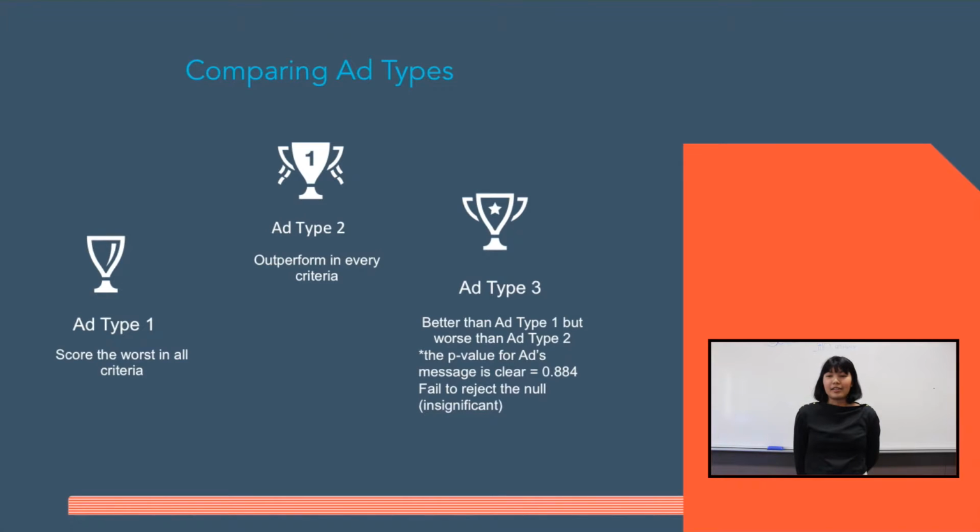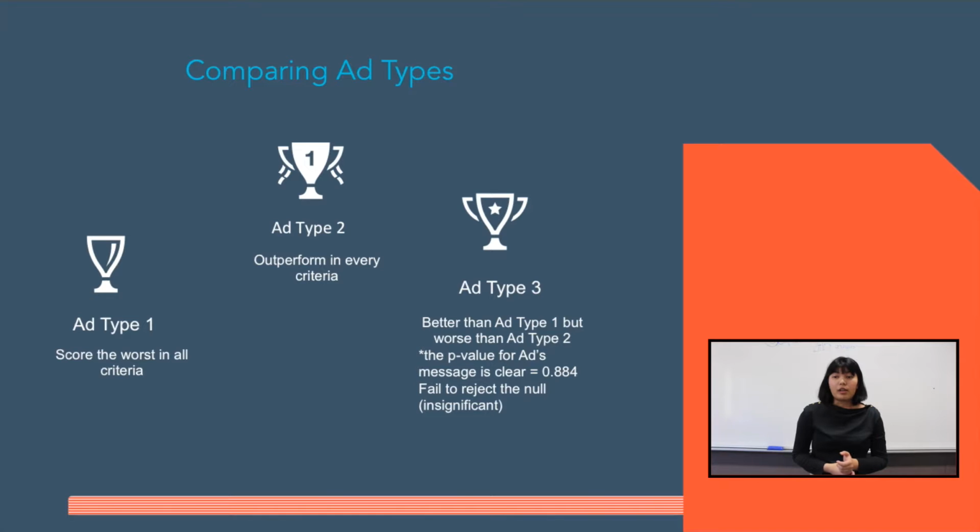When comparing different ad types, ad type 1 scores the worst across the evaluative criteria, whereas ad type 2 has the highest mean score in all criteria. For ad type 3, which has a message that's not related to food, the p-value was 0.884 in the criterion of clear message. That means it's not significant, and we fail to reject the null hypothesis.